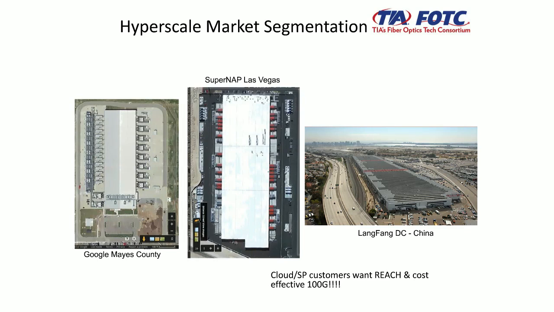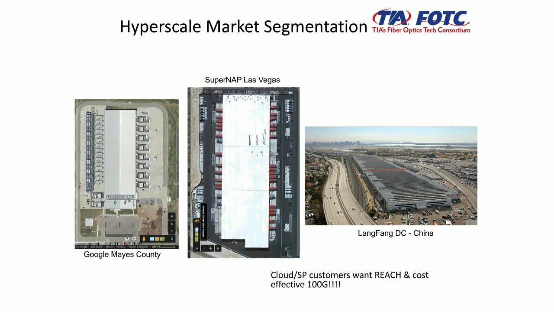And the scale and size of these data centers is getting pretty outrageous. I've got 3 examples here. I've got a Google data center that's kind of in the middle of the country. I've got SuperNap in Las Vegas. There's multiple buildings like this all sprinkled around Las Vegas. And several years ago, we would have thought 250,000 square feet for a data center was a mega data center. The data center on the right-hand side there, the Langfang DC in China, is 6.3 million square feet. Don't see any end to it.